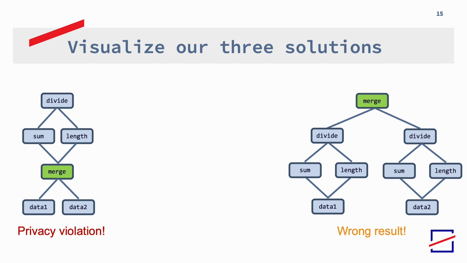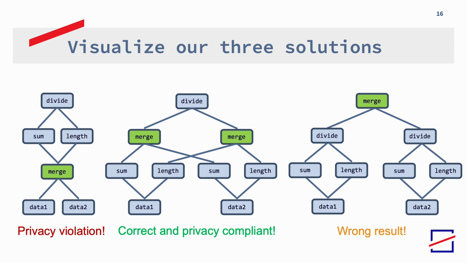Finally, in the correct case, the merging takes place somewhere in between. So it's a question of how far up we are going to push this merge operation. And this particular spot here is the sweet spot for the computation of the average for this particular algorithm.